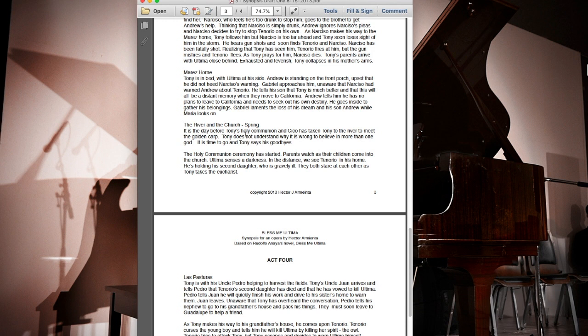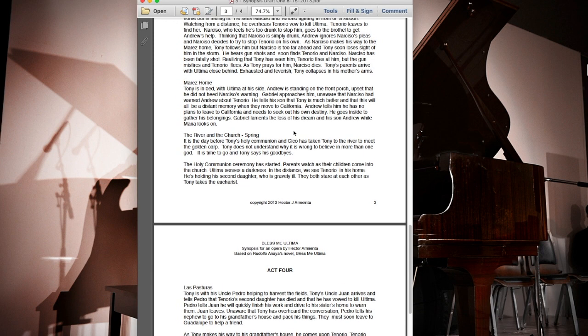It's the day before Tony's Holy Communion. And here I see some of the other characters. The other thing that one needs to do when going from novel to libretto is eliminating characters. You cannot have too many characters.